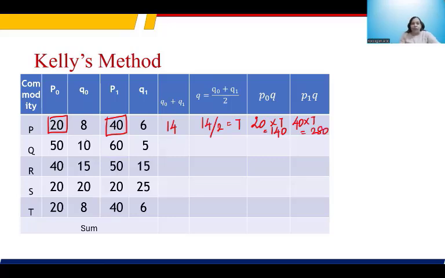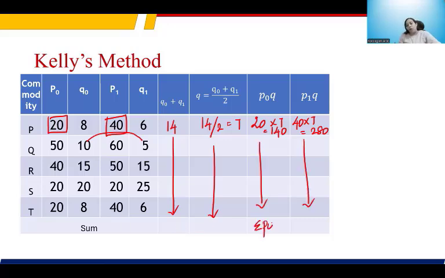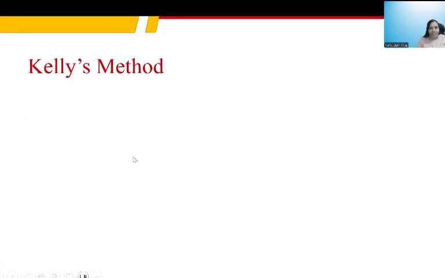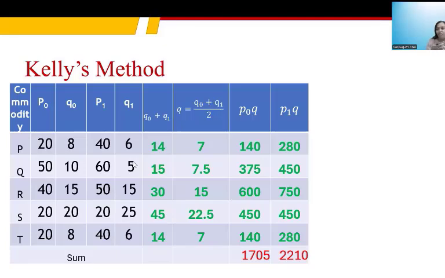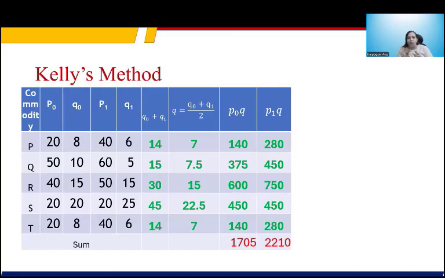In the same way, go ahead and do the quantity 10 plus 5, then do an average, multiply with P0 and P1. Finish up the entire calculation similar to this, and then do a sum for summation of P0 Q, summation of P1 Q. Pause the video, complete the calculation. I'm sure you have finished the calculation. Check the answer. If this is the answer, let's proceed further. Otherwise, pause the video, find out where is the challenge, and then continue.